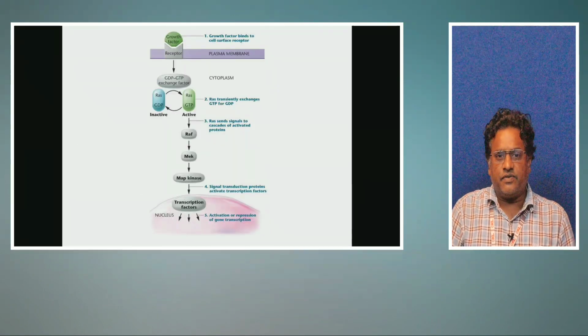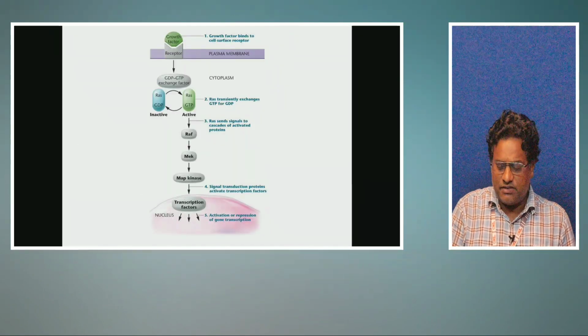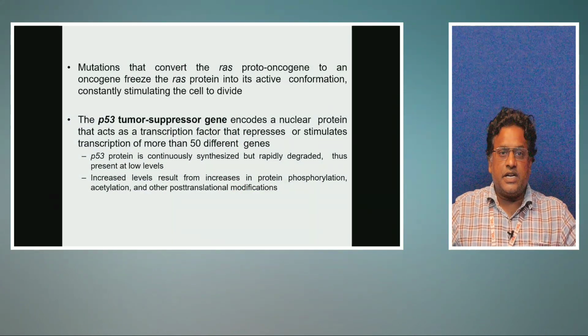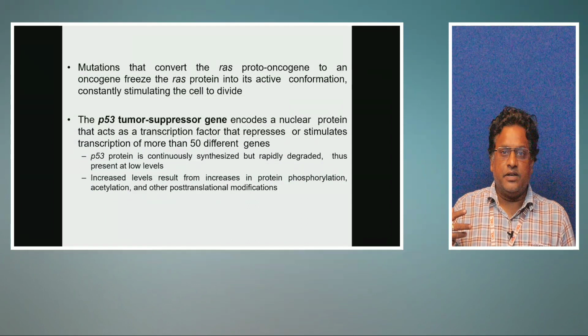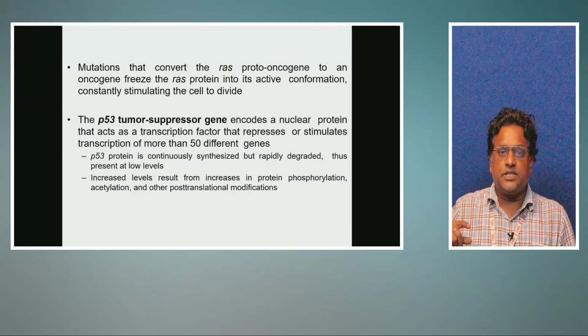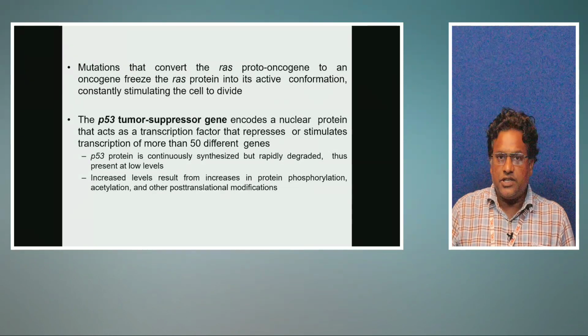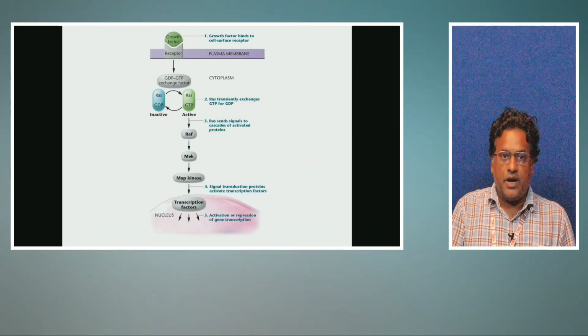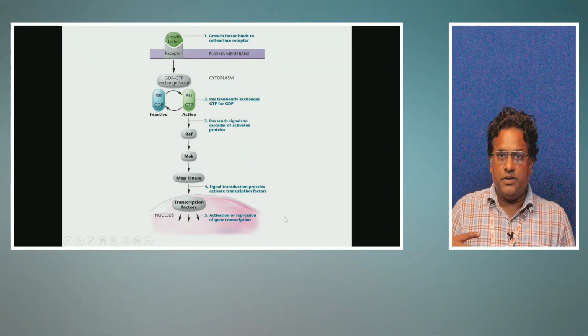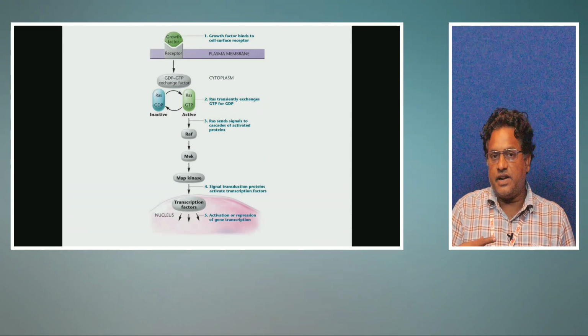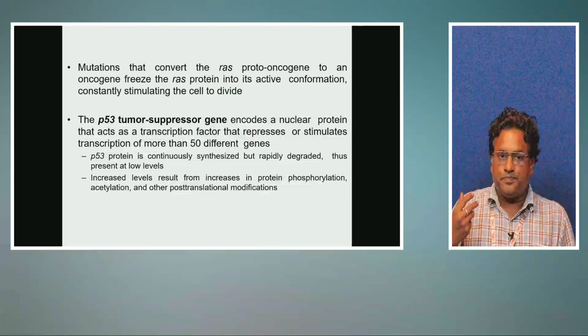There are different types of RAS, for example, KRAS. A mutation that converts the RAS proto-oncogene to an oncogene freezes the RAS protein in its active conformation, constantly stimulating the cell to divide. RAS is actually a proto-oncogene, and when RAS has been mutated, that can be particularly dangerous in cells where signaling is involved.